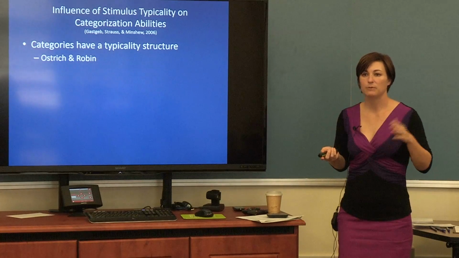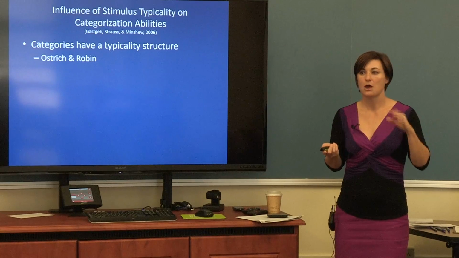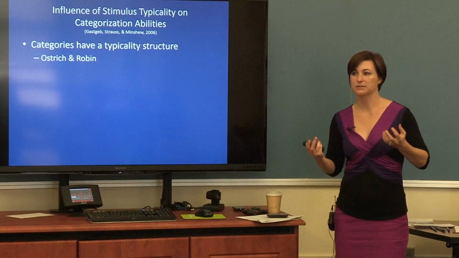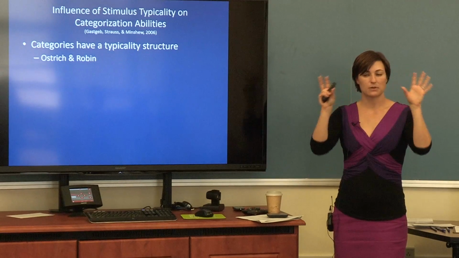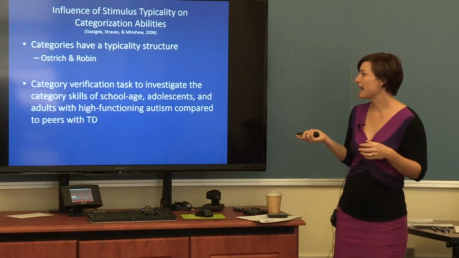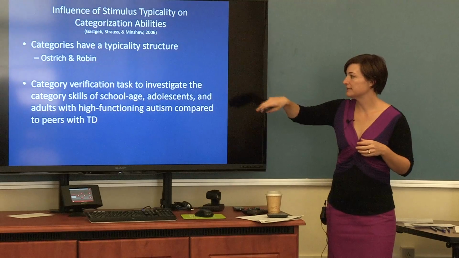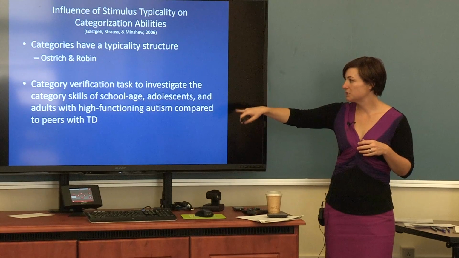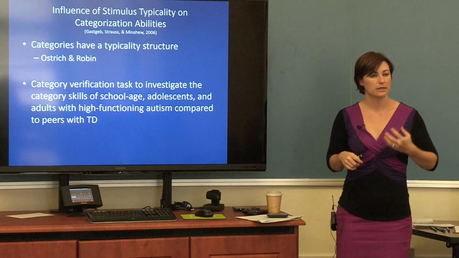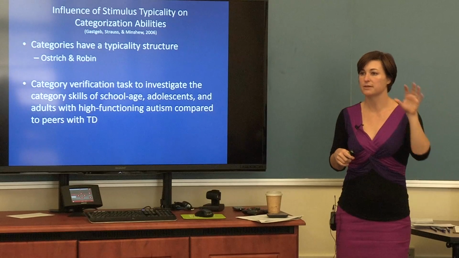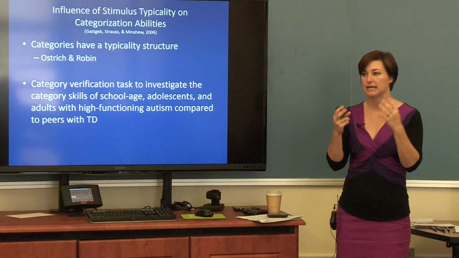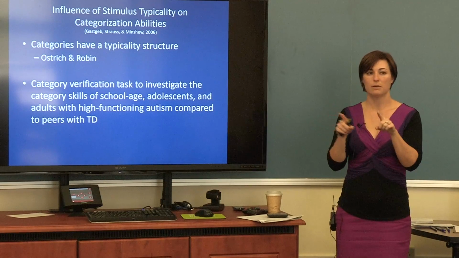We know that typical language learners are more accurate when they see typical than atypical category members. So to get at whether or not kids with autism are organizing their categories in the same way, she used a category verification task to investigate the category skills of school-age children, adolescents, and adults with high-functioning autism. And it was really nice because she matched them all to peers based on language.